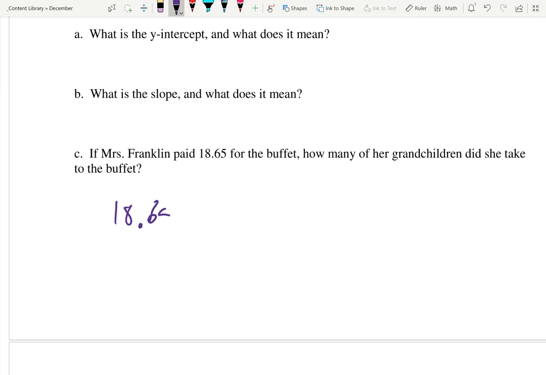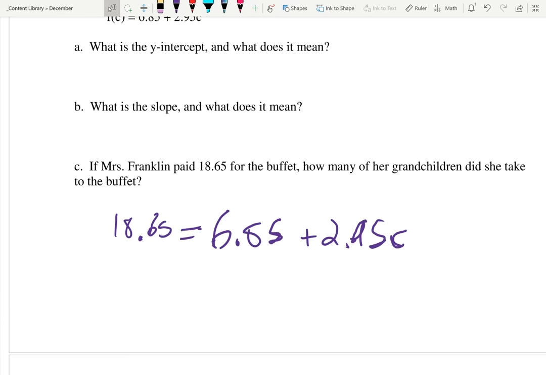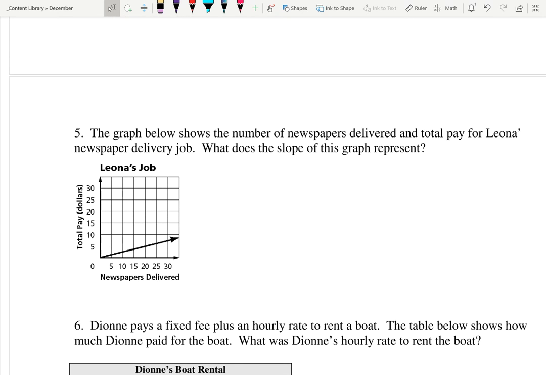So 18.65 is equal to our equation, which was 6.85 plus 2.95c. You solve that equation, and I believe it's 4 grandchildren. I forgot the actual number, so I'm going to go with my gut. My gut tells me it's 4, but you should be able to work it out. I'm pretty sure it's 4.